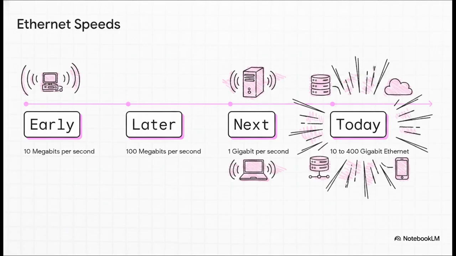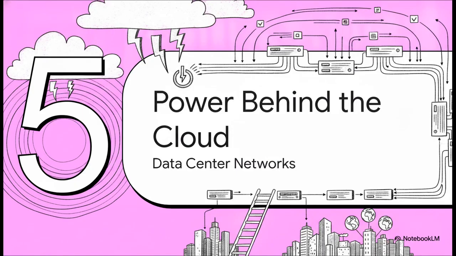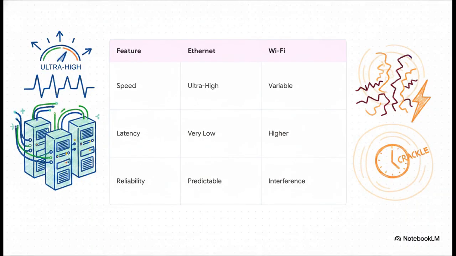We went from early speeds of just 10 megabits per second up to 100 megabits, then shattered the 1 gigabit barrier. Today, we're seeing systems support 10, 40, 100, and even a blazing fast 400 gigabit Ethernet. To put that into perspective for you, 400 gigabits could transfer an entire 4K movie in a fraction of a single second. It's wild. Which perfectly sets up Section 5, the power behind the cloud. This is how Ethernet scales to run the modern digital world.